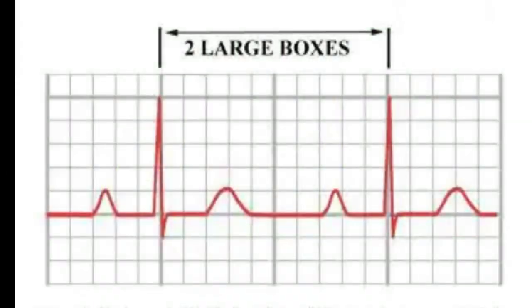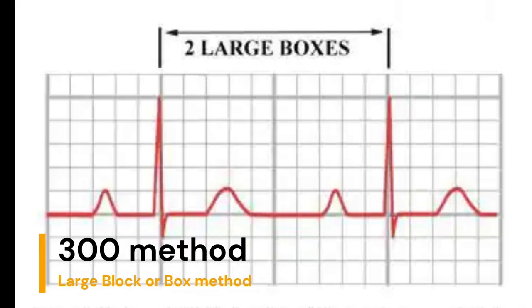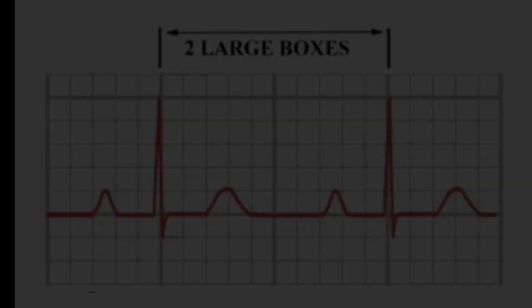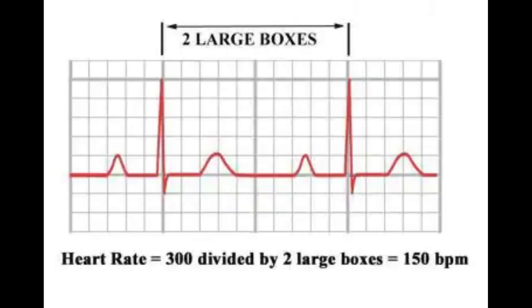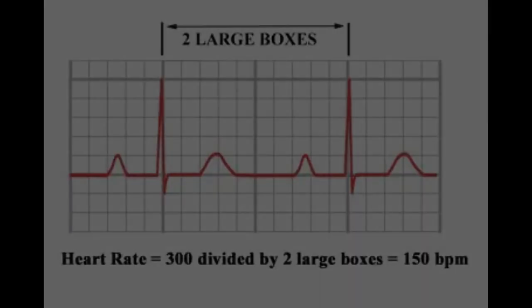The next method of determining the heart rate on an EKG strip is called the large block or box method, which is also known as the 300 method. One large box or block is made up of 25 small boxes or blocks. As you can see in this illustration, one large box or block is 5 small boxes tall and 5 small boxes wide. You need to count the number of large boxes or blocks between 2 QRS complexes. Then you divide 300 by the number of large boxes or blocks to obtain your heart rate.